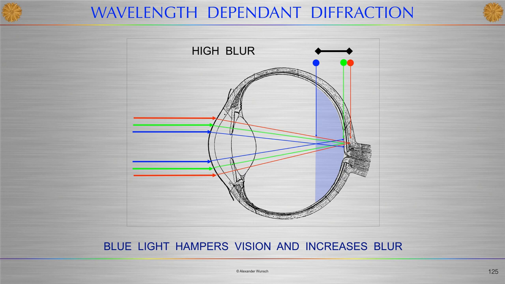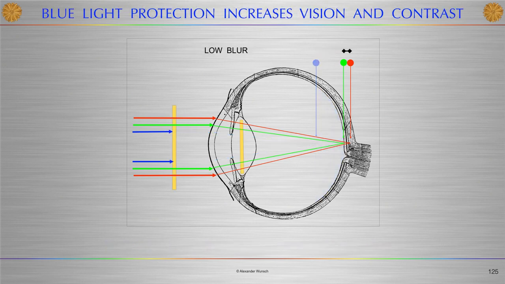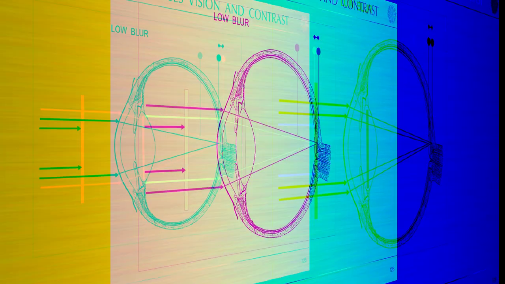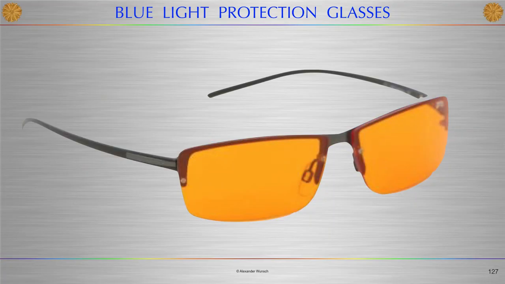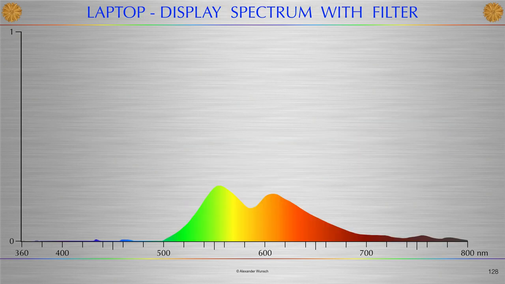Blue light hampers vision and increases blur, and if we filter out the blue with blue light protection glasses, for example, then we can increase vision and contrast. These are glasses which do a perfect job. You can see, when you recall the spectrum from four slides before, the blue is almost fully eliminated by using this computer and endocrine system protection glasses.